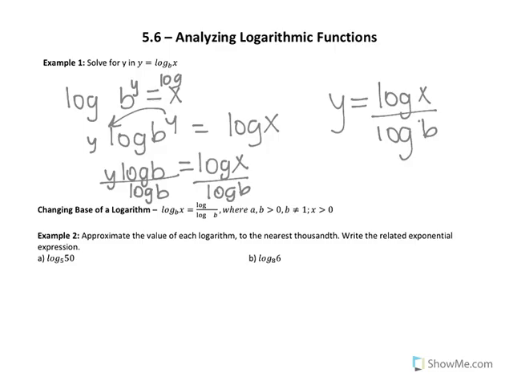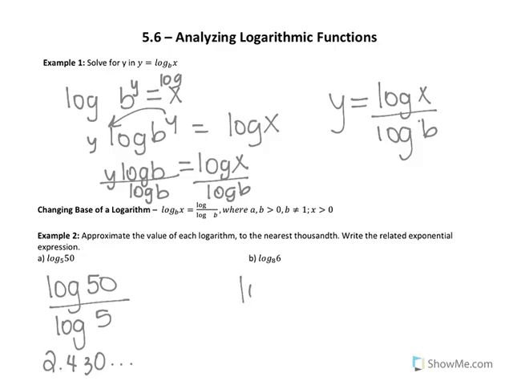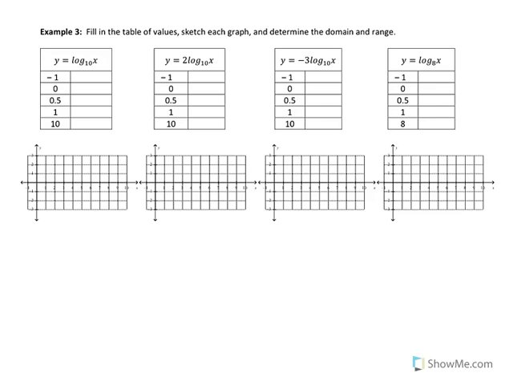So here we have log base 5 of 50, so we're going to go log of x, so log of 50, divided by log of the base, which is log of 5. You can type this into your calculator and you get 2.430. So it is very easy to type different logs into your calculator. This one would be log of 6 divided by log of 8, and you get 0.8616. That will become useful for you, and now you don't have to convert and all that stuff.